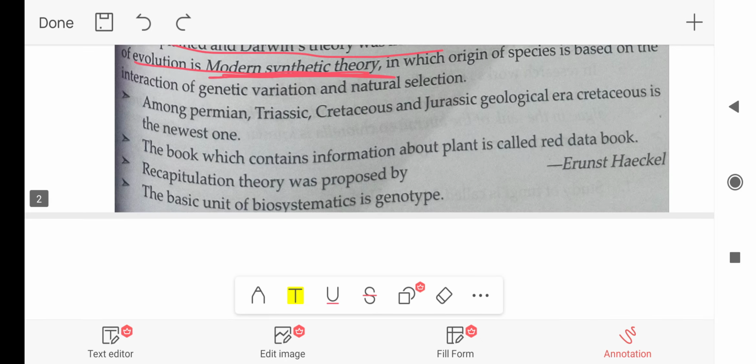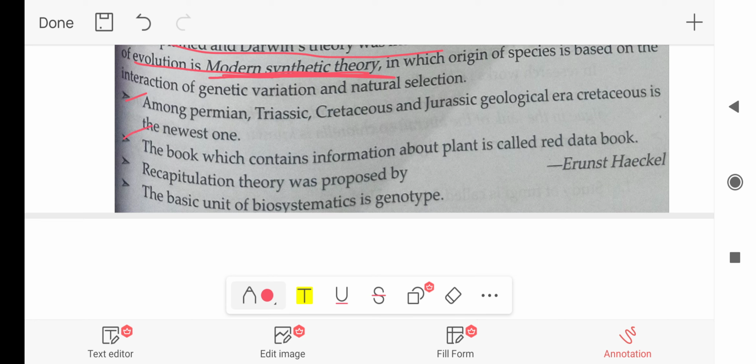Among Permian, Triassic, Cretaceous, and Jurassic geological eras, Cretaceous is the newest one. The book which contains information about plants is called the Red Data Book. Recapitulation theory was proposed by Ernst Haeckel. The basic unit of biosystematics is genotype.